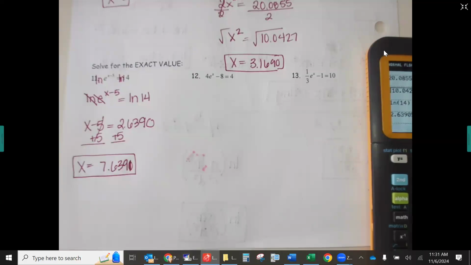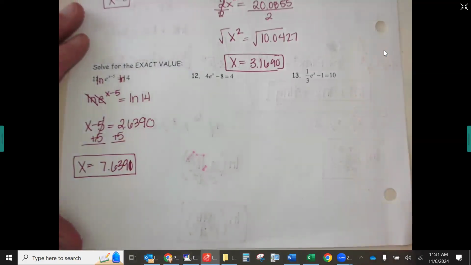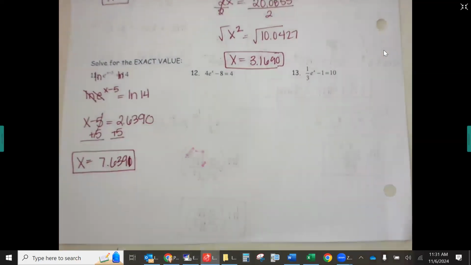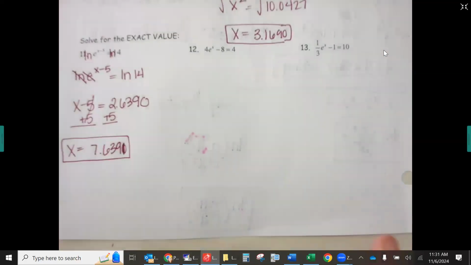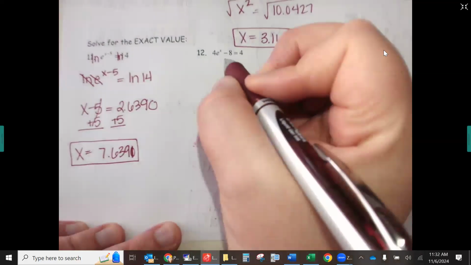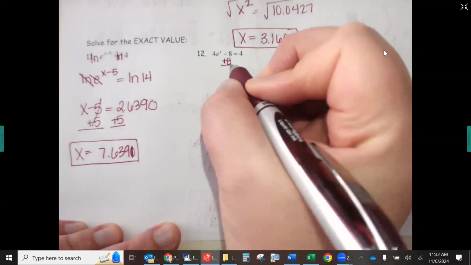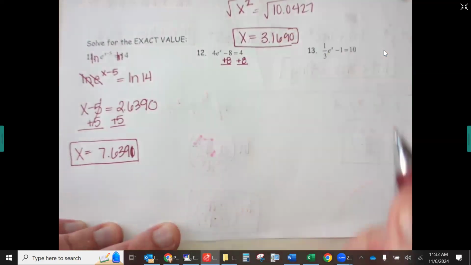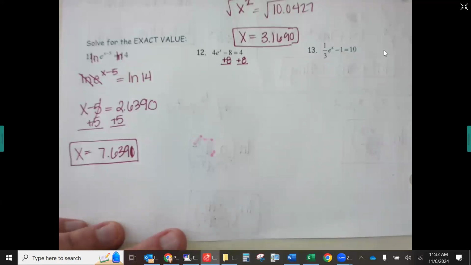Okay, it says 4e to the x minus 8 equals 4. What do we need to do first? Can't ln yet. We got a lot of numbers we got to get rid of before we can ln. I am going to have to divide by 4. What do I need to do before that? Plus the 8. So make sure you're doing PEMDAS basically backwards. So if there's an add or subtract number, you want to undo that first.